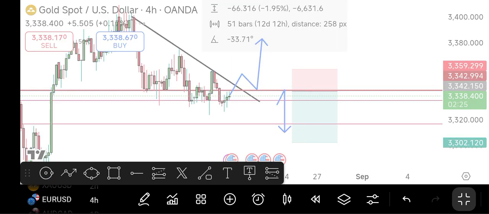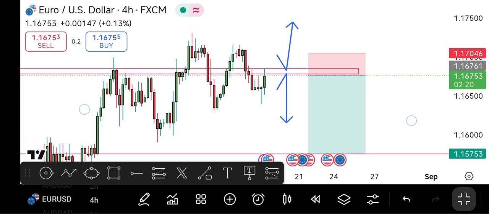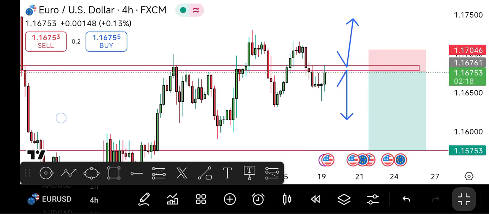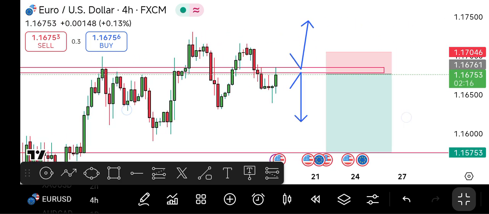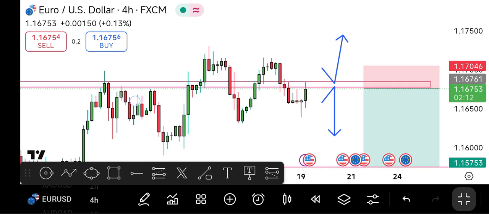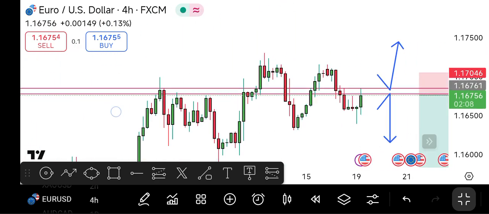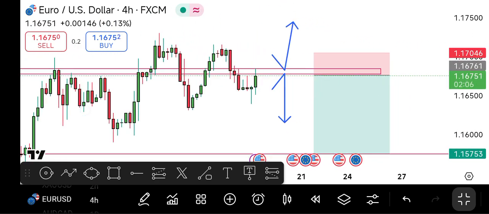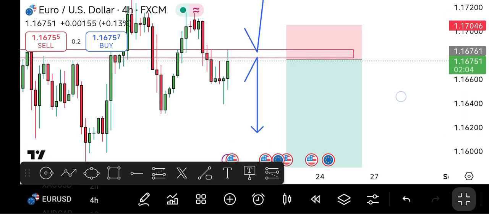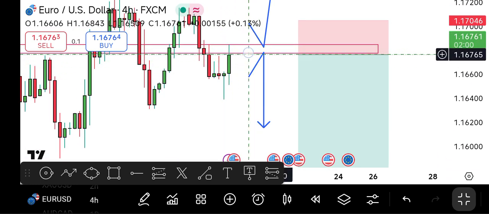So let's move to EURUSD. On EURUSD, I've marked out the major levels of support and resistance in this market. As you can see, this level I've marked it out. Likewise, this level I've marked it out, the place whereby the market has a major rejection. At this level, the market has already broken and retested this level.